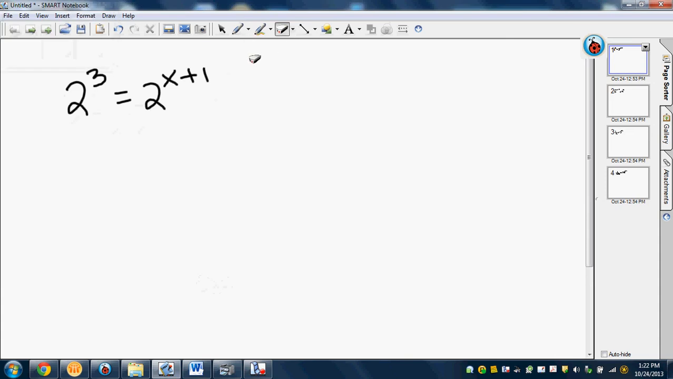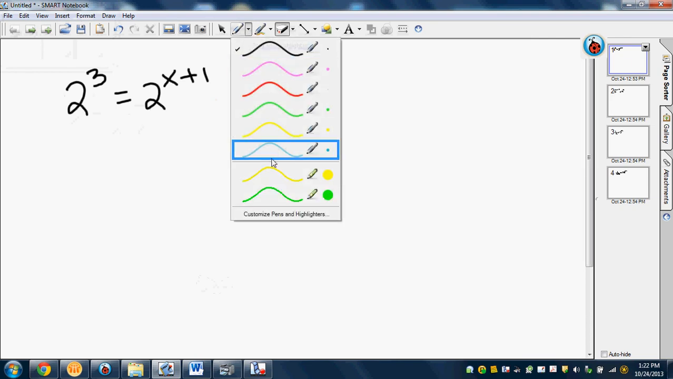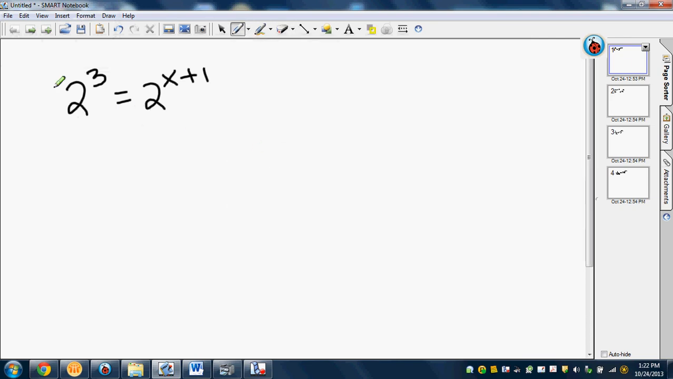All right, so I'm going to talk to you about solving exponential equations. The thing that I want you to remember when you're solving exponential equations is that you have to make sure that the equations have the same base. For this first example, it's pretty simple because they already have the same base. So when they already have the same base, that means that you can just set your exponents equal to each other. So I can say that 3 is equal to x plus 1.